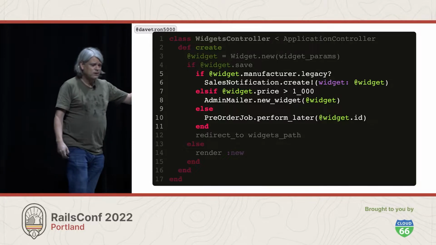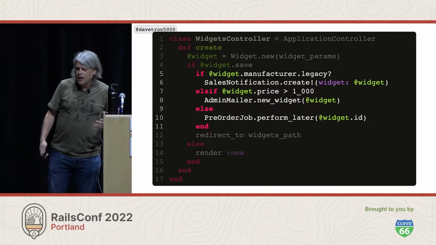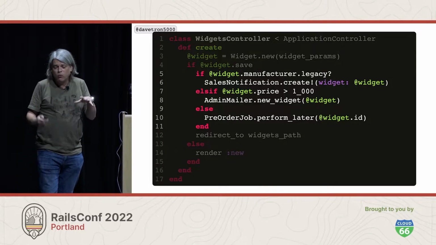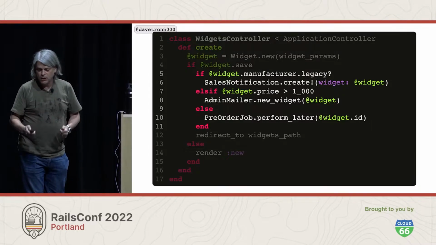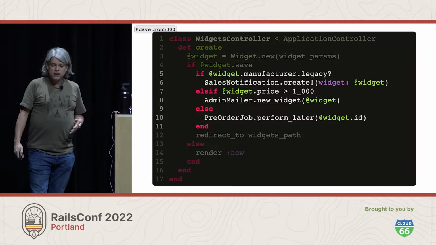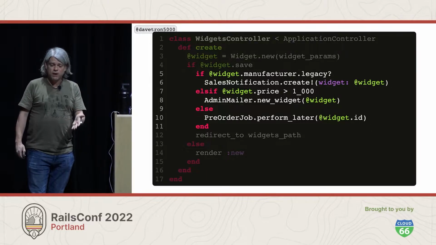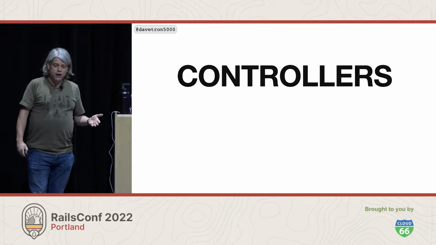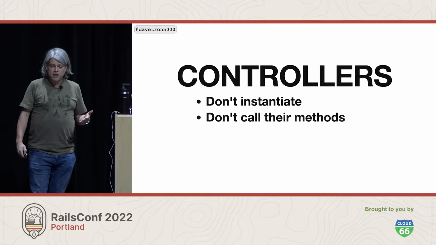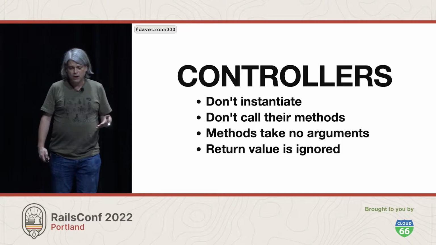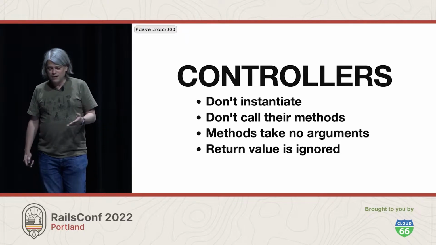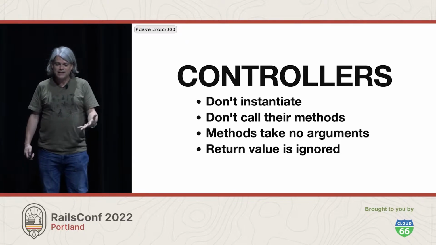We probably all feel like it's probably not the right place. But I want to talk about why. I like to know why this is the wrong place. And I think a big reason is how do we test this code? So what is a controller? It's a thing that we don't instantiate. It has methods we don't call. Those methods don't take parameters, and the return value is ignored. It's kind of weird, right? So that's not easy to test.